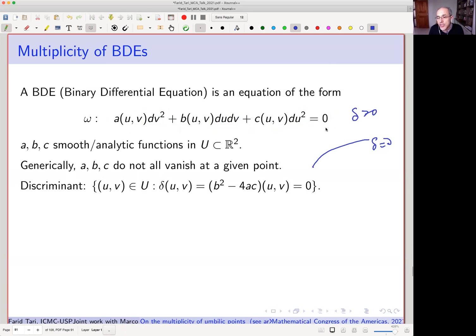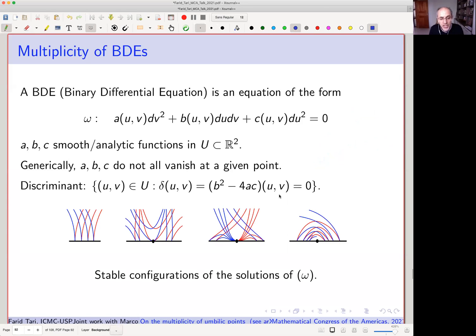If delta is positive, I have 2 directions; this equation defines 2 directions. Here it defines 1 double direction. And when delta is negative, we have no directions. So the generic configurations of the solutions of my equation are in general of this type. This is a folded saddle. This is a folded node and a folded focus.